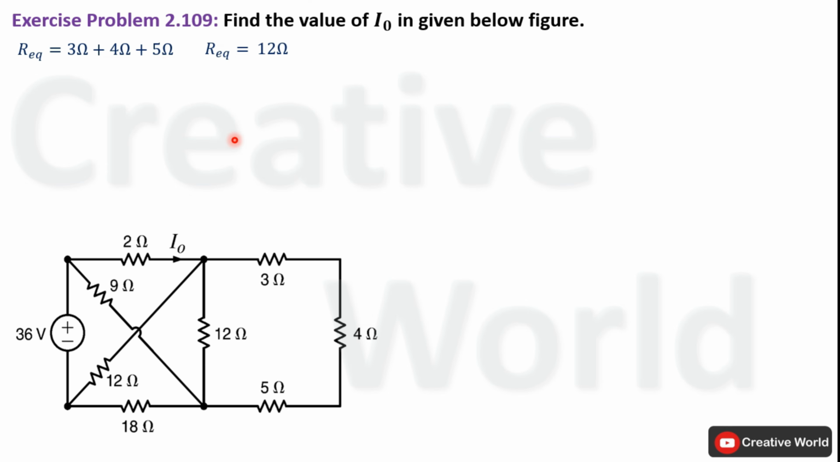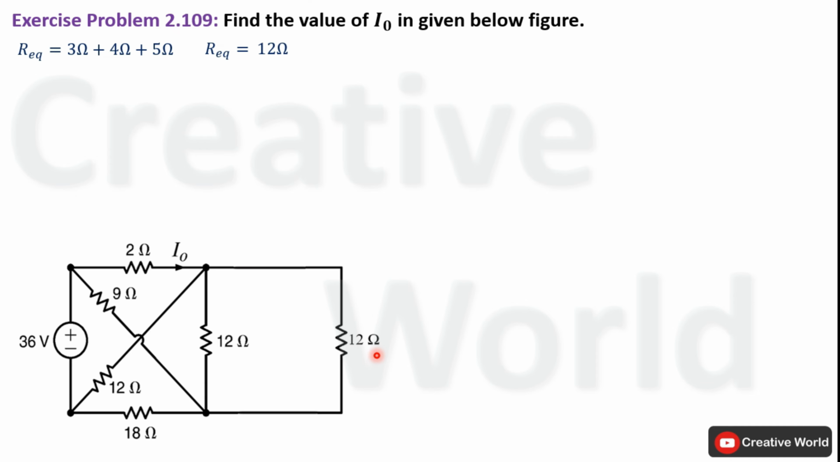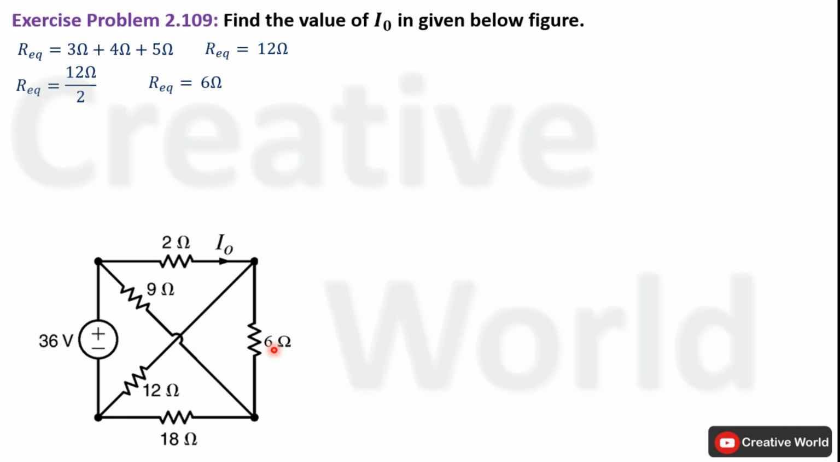Now we will modify the network by replacing these three resistances with a single resistance having the value of 12 ohm. Now this 12 ohm and this 12 ohm are in parallel connection and both have same values. So we will find their equivalent resistance by dividing the value of a single resistance 12 ohm by the number of same resistances connected in parallel connection. In this case, it will be 12 divided by 2. So R equivalent of these two resistances will be 6 ohm. Modify the network by replacing these two resistances with a single resistance having the value of 6 ohm.